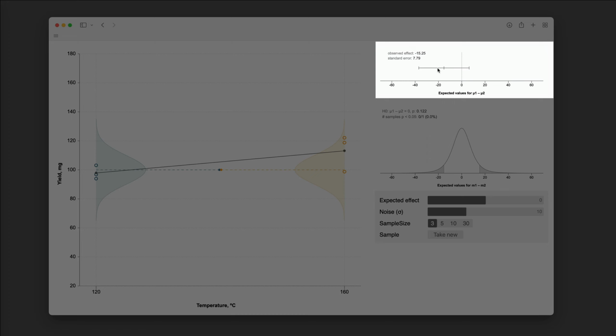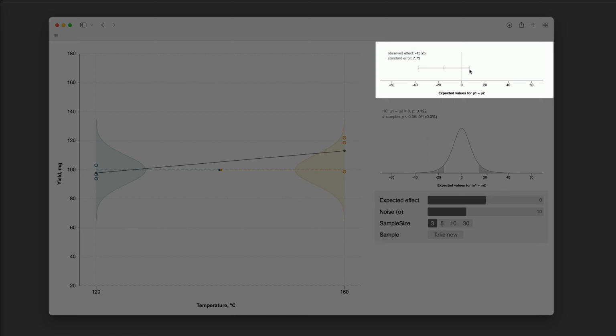And what does the confidence interval tell us? It tells us that the observed effect is minus 15. This is what we see here. But in fact, this effect can be somewhere between this one and this one. And you can see that it can be negative, but it also can be positive. So it means that statistically, we don't have evidence that running the process at 120 degrees indeed leads to a smaller average compared to running the process at 160 degrees, because it can be indeed like this, but it can also be vice versa, right?